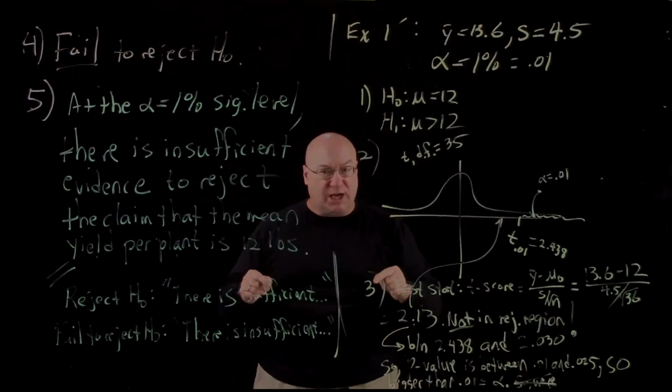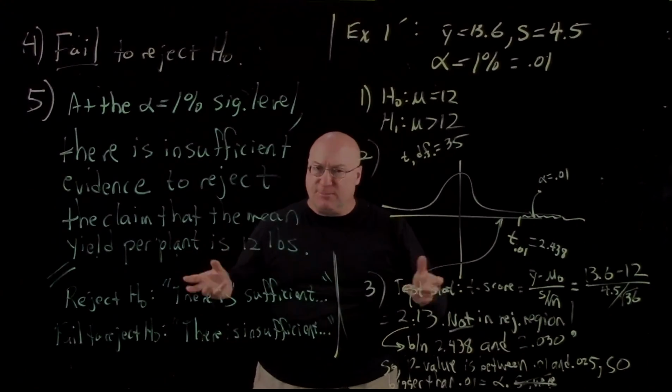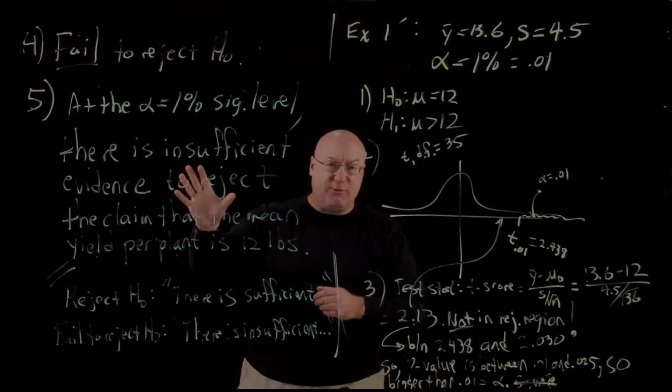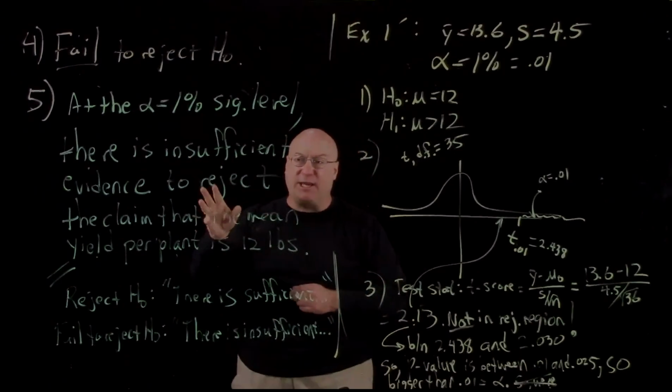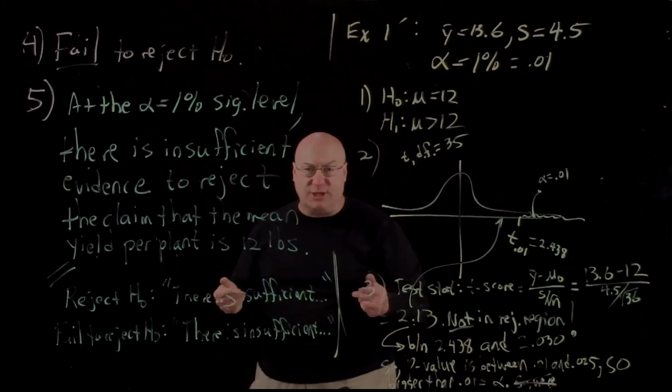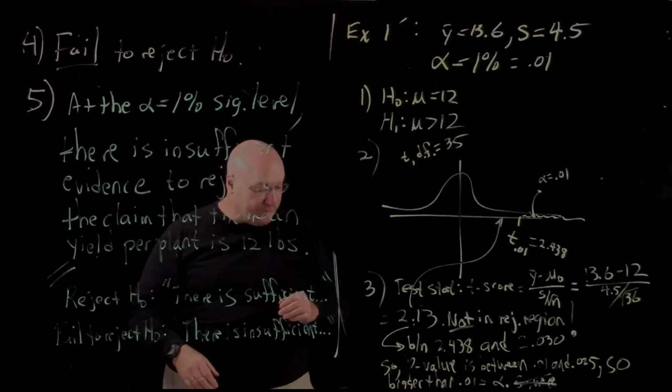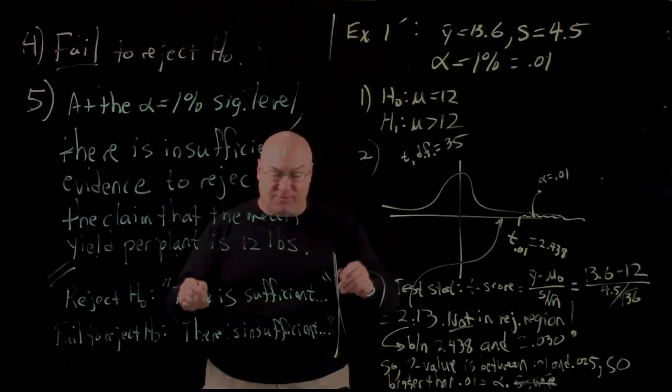And always when you reject or fail to reject H naught, you don't simply say H naught or H sub 0 or the null hypothesis. You say what it is in the context of the problem. In this case, that the mean is 12 pounds per plant. Okay, we will stop here. We'll do a couple more examples next time, and we'll go very fast through them.